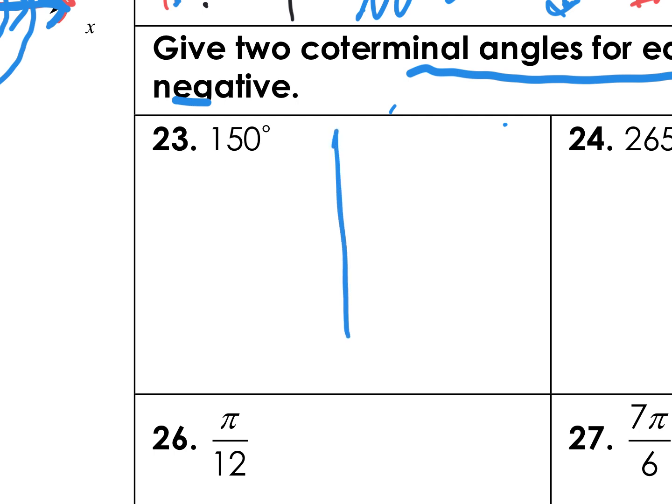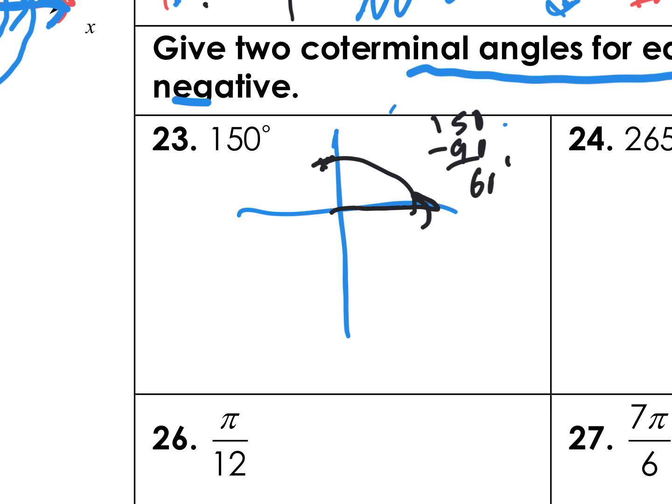If I want to draw a 150-degree angle in the positive direction, check it out. Start at 0, 90, 180 is too much, so I'll back up and only do 90 plus, let's see, 150 minus 90 is 60 degrees. So go 60 degrees more, there it is.